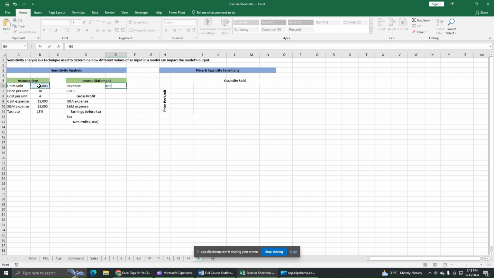Revenue will be units sold into price per unit. Cost of goods sold will be units sold into cost per unit. Gross profit is, we have to deduct this COGS from revenue. It is this one minus this one. General and administrative expense is 10,000. I'm copying this here, and it is 12,000. I'm copying this here.